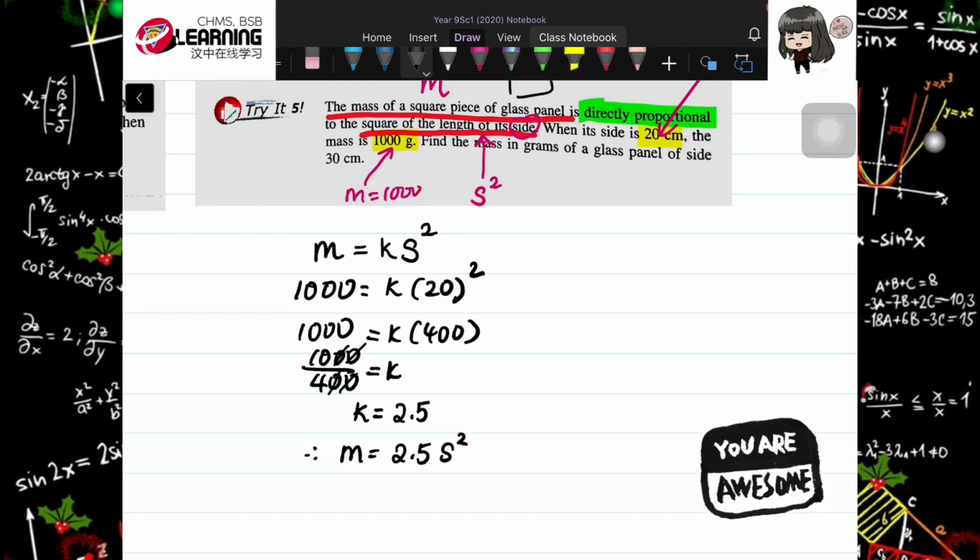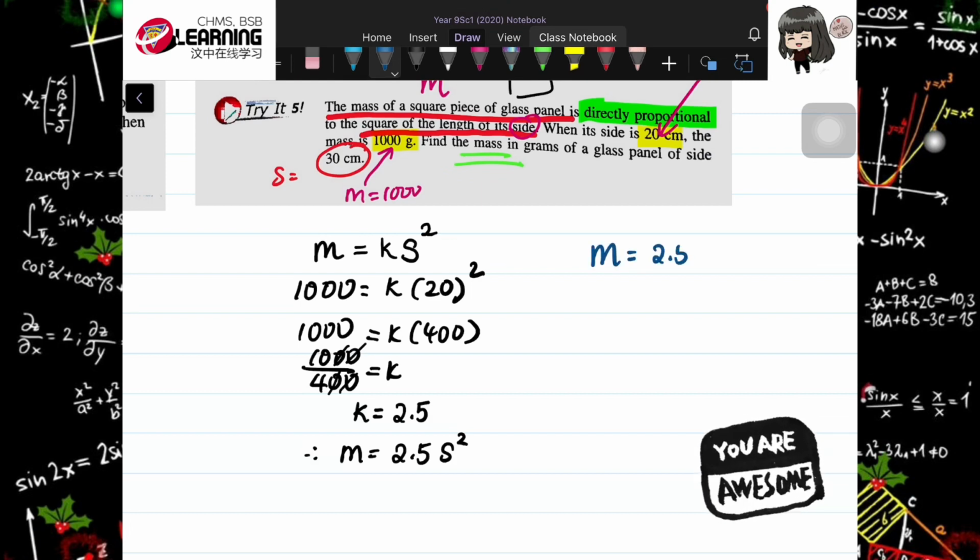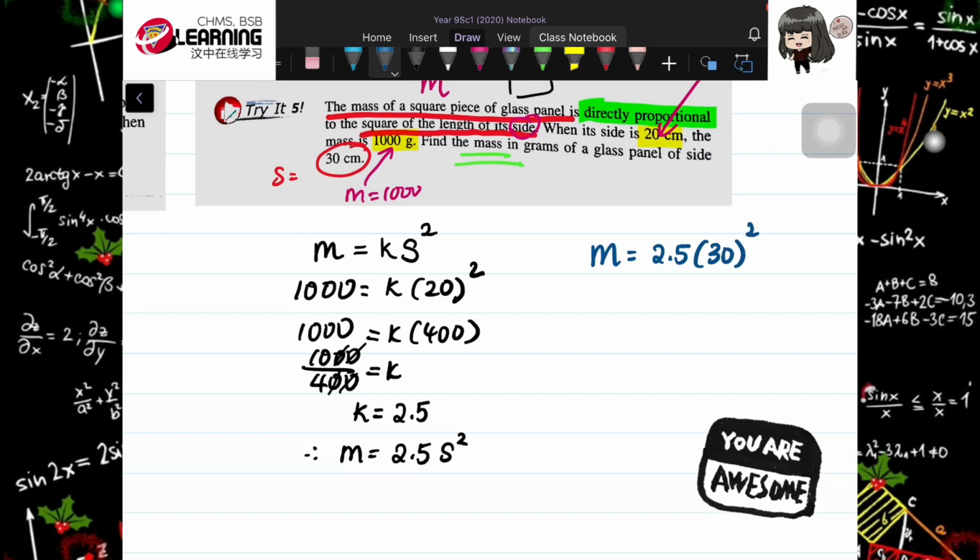Okay, and see what they ask you to find. Find the mass in grams of a glass panel of side 30 cm. So this is s. s is equals to 30 cm. So you have to find the mass. So find the m when your k is 2.5 and your s is 30 squared. So this one you press calculator and your answer is 2250 gram.